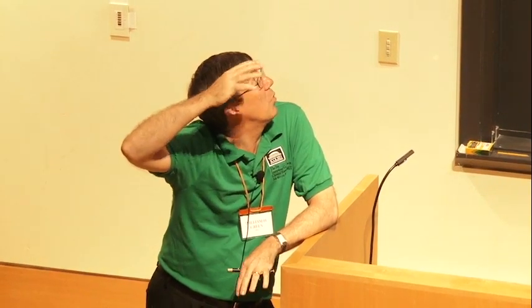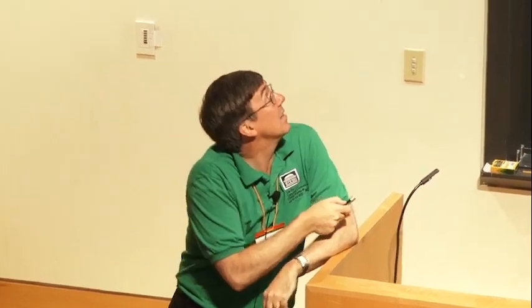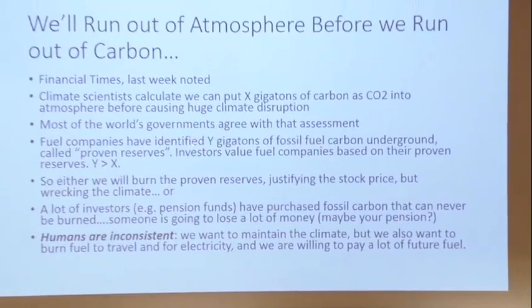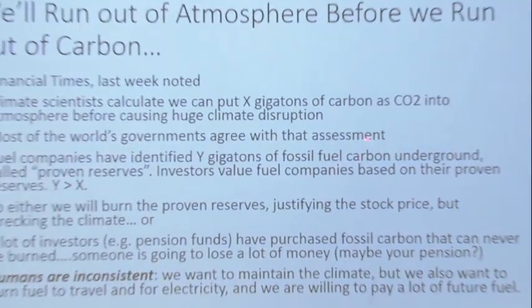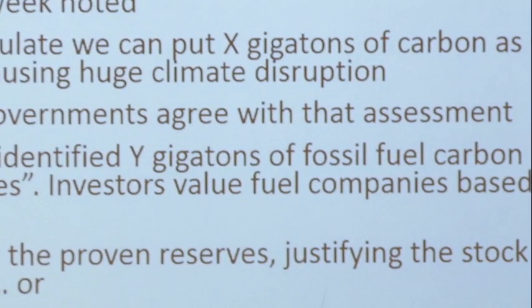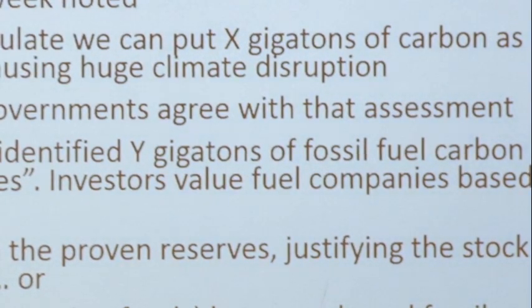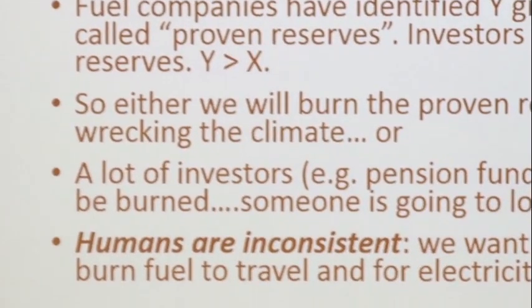And so they have a number. Now, the error bar in this number, I don't know exactly what the number is. But there's some number, X, of capacity that the atmosphere has to hold CO2 before the greenhouse effect is too big. And there's also a number Y, which is how many gigatons of fossil fuel we know where it is underground. It's called proven reserves. And unfortunately, number Y is bigger than number X.